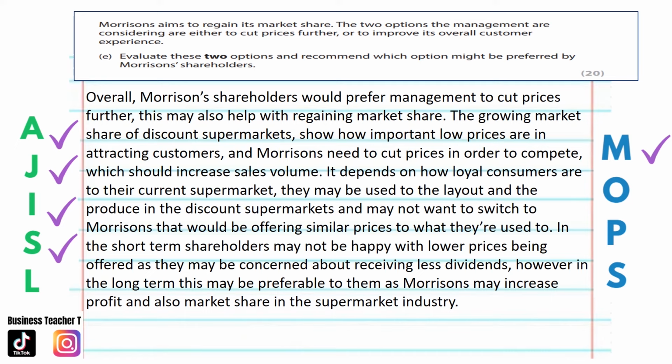In the short term, shareholders may not be happy with lower prices being offered, as they may be concerned about receiving less dividends. However, in the long term, this may be preferable to them, as Morrisons may increase profit and also market share in the supermarket industry.